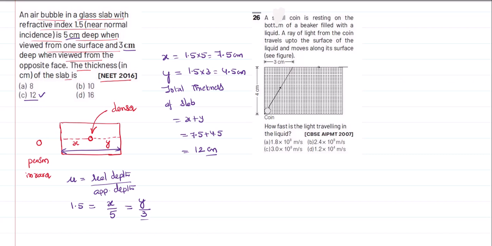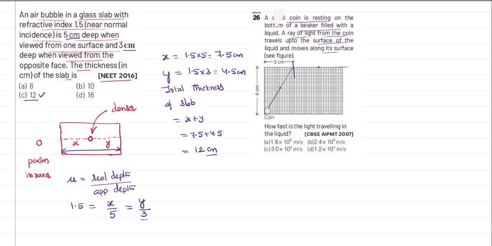Let's have a look at the second problem. The second problem tells you a small coin is resting on the bottom of a beaker filled with liquid. A ray of light from the coin travels up to the surface and moves along the surface. So when it moves along the surface, that we have to identify, right?